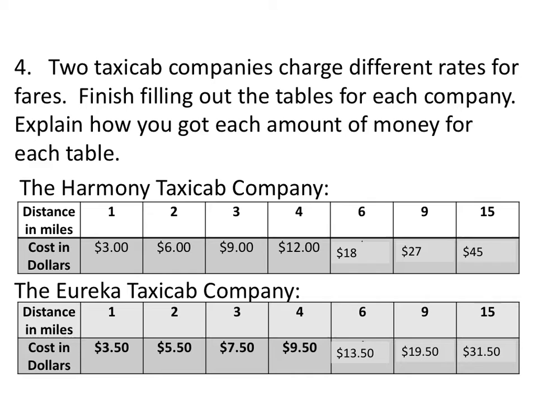So now it does show for Eureka, right? Yeah, 1 mile is $3.50, but if this were consistent, then how much would 2 miles cost? Well, 2 times $3.50 would be $7, right? But it's clearly not showing that. It's showing $5.50. So this will bring up the other questions that we're going to look at, right?